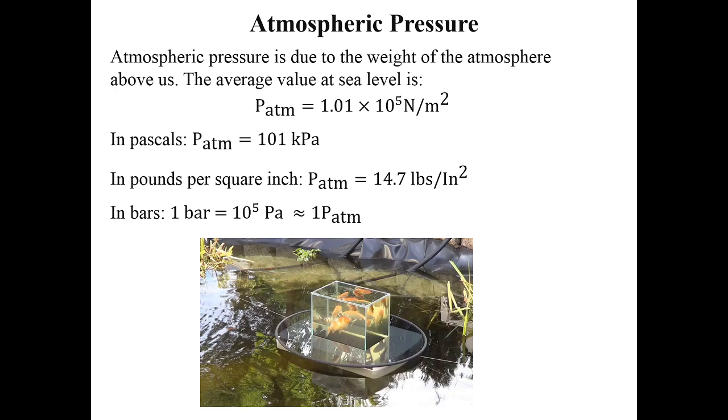One important example of pressure is atmospheric pressure. The atmospheric pressure is caused by the weight of air that is above us, and the average value is 1.01 times 10 to the 5th newtons per square meter. This can also be called 101 kilopascals. The pressure unit of a bar is sometimes used as well, and a bar is equal to 100 kilopascals, and that's roughly 1 atmosphere. Another common unit of pressure is the pound per square inch, or a psi. Notice in all of these cases, it is a force divided by an area.